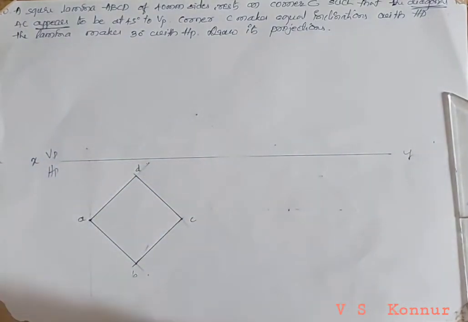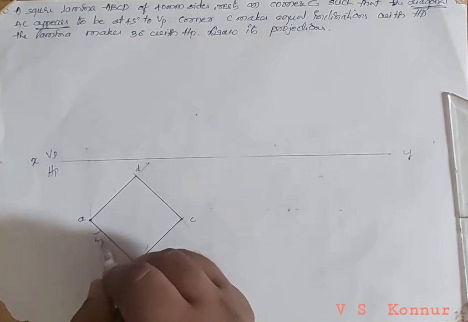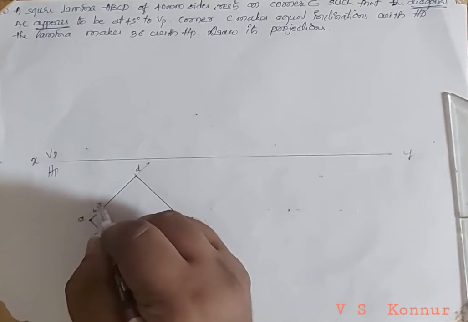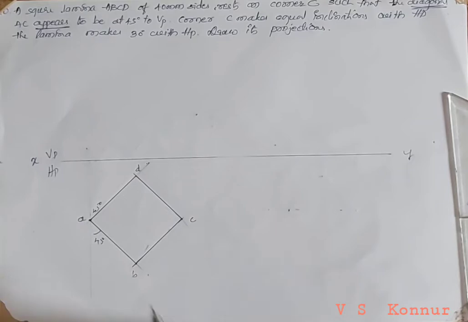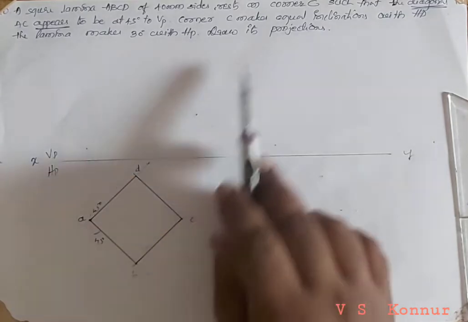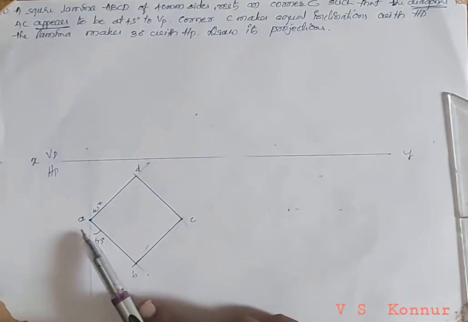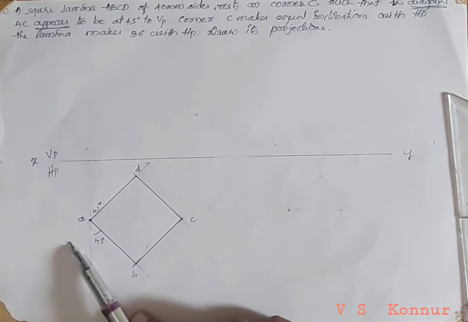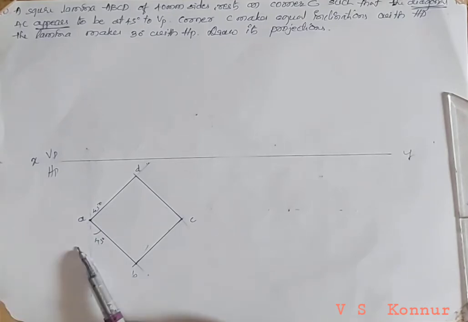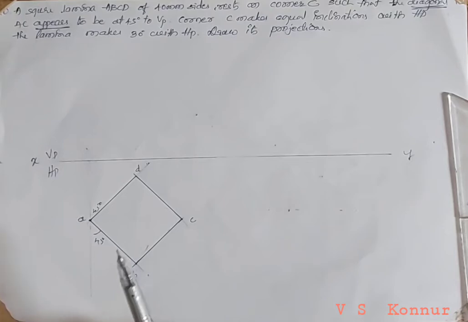Now this is resting on one of its corner because on either side it is inclined 45 degree. So corner should be at left side, resting on one of its corner. Right, corner should be on left side, resting on one of its corner on HP. It is resting on HP on one of its corner. Now draw the projectors.